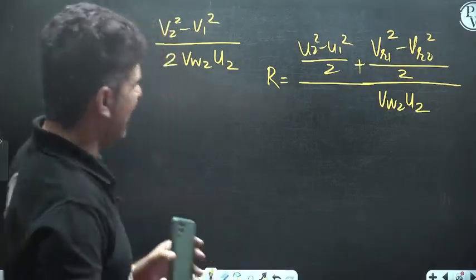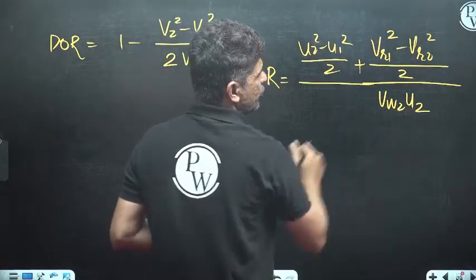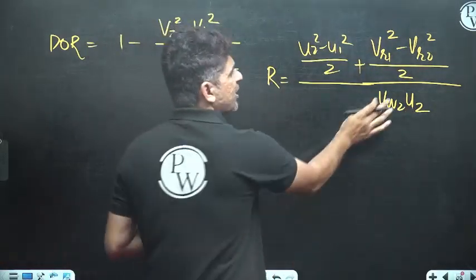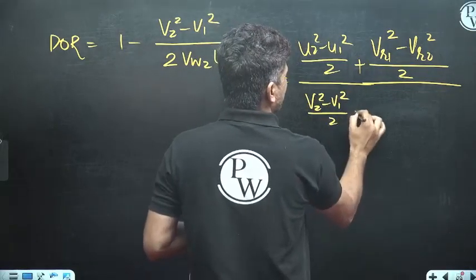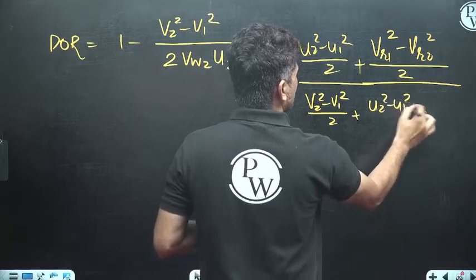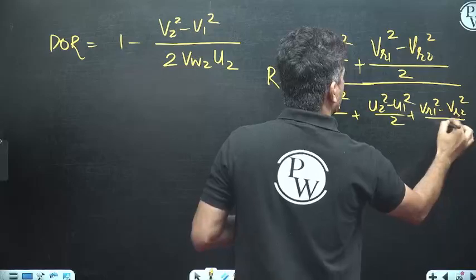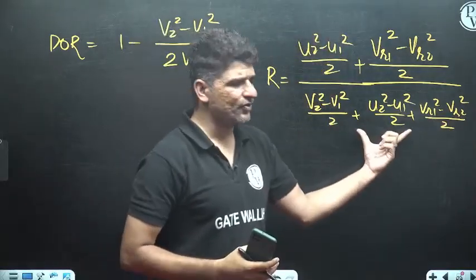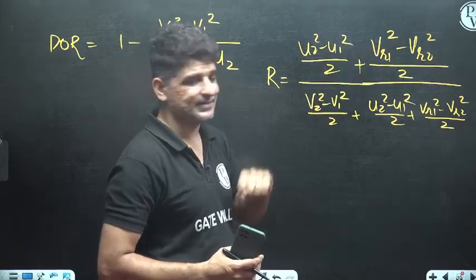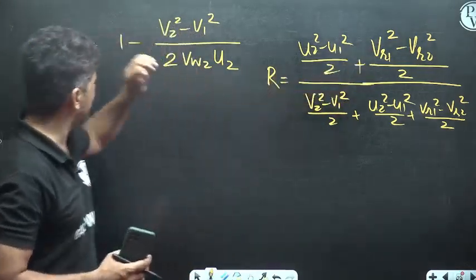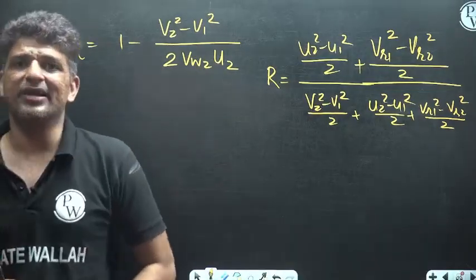Understood? So this quantity VW2 U2 can be written as V2 square minus V1 square by 2 plus U2 square minus U1 square by 2 plus VR1 square minus VR2 square divided by 2. So total energy converted is this. Out of that, the energy that is directly converted into pressure in the blade is this. So this can also be written as 1 minus (V2 square minus V1 square) divided by the total energy that you are supplying, VW2 U2.